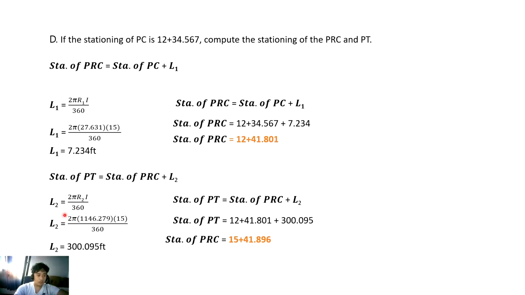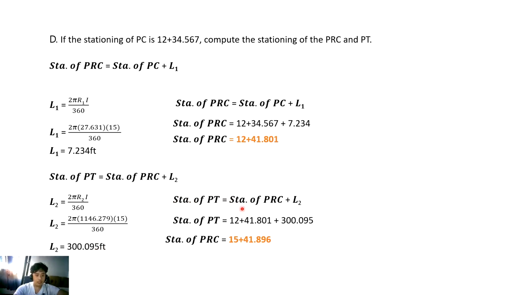So, 2 pi R2 times I over 360. That's the formula that we're going to use to find L2. So, substitute lang natin. 2 pi times 1,146.279 times 15 all over 360. And we'll get the value of L2, 300.095 feet. Okay, since meron na tayong L2, pwede na natin kunin yung PT.